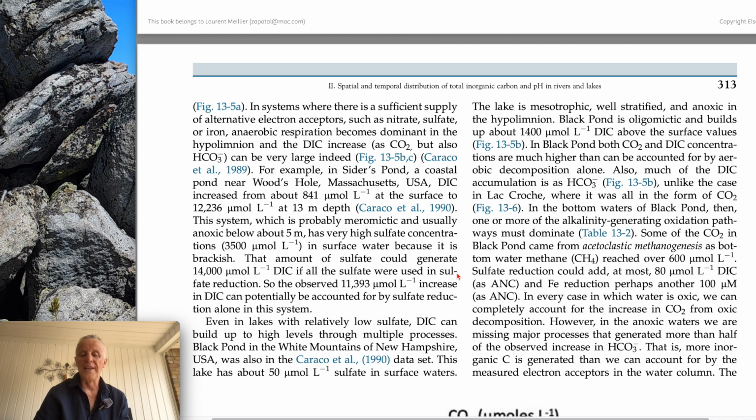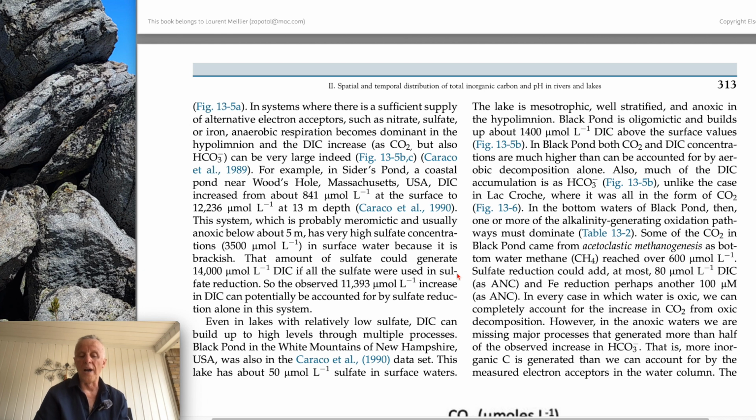So the observed 11,393 micromoles per liter increase in DIC can potentially be accounted for by sulfate reduction alone in the system. Even in lakes with relatively low sulfate, DIC can build up to high levels through multiple processes.